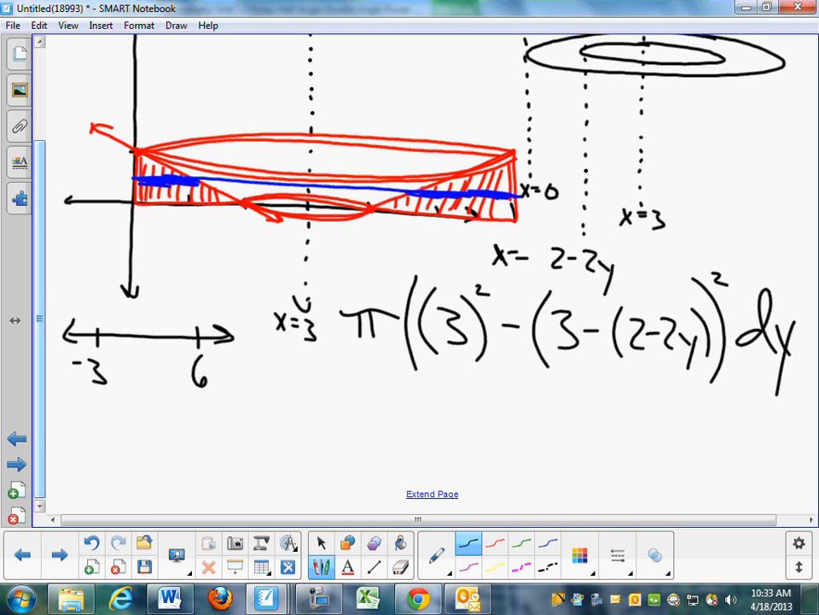Our bounds? Let's set our bounds up. We're going to slice it horizontally, right? So let's think about this. As we slice it, where's the lowest x value or y value for which we slice? 0. Where's the highest y value for which we slice? 1.